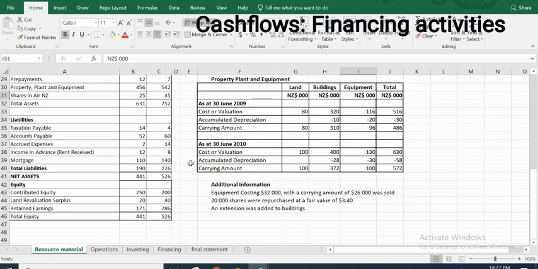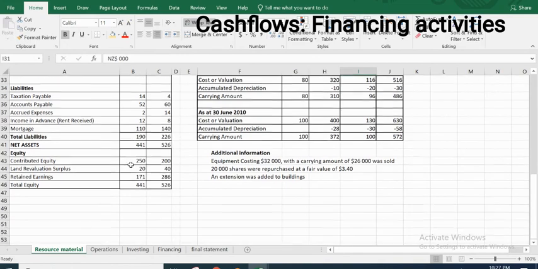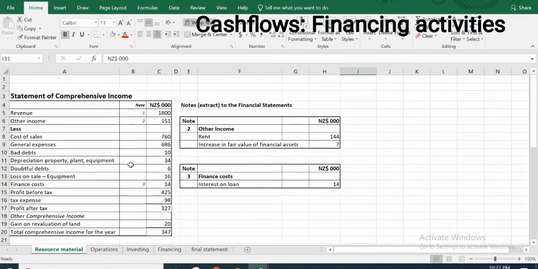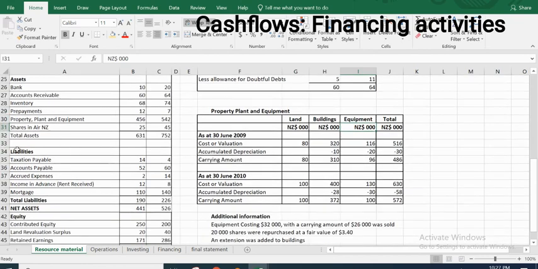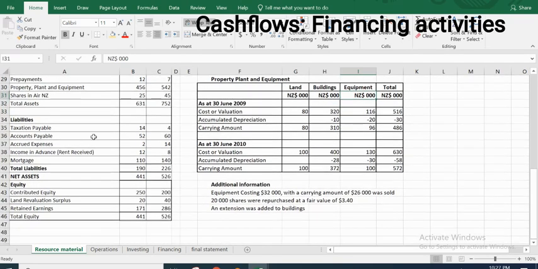The last section of the cash flow statement is cash from financing activities. Now, with the operations, we're looking at the income statement. With the investing, we're looking at the non-current assets. With financing, we're looking at how the business got the funds to buy those non-current assets, basically. So that's going to be our non-current liabilities. In this case, it's going to be the mortgage. Everything else here is a current liability. And it's going to be our equity section.